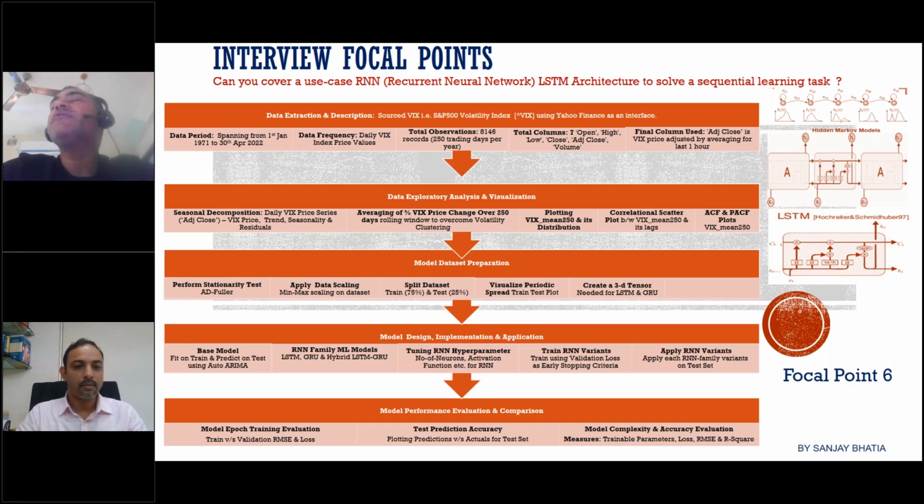So that's one of the areas where a lot of adoption is happening, and thanks for asking this question. Sequential learning tasks are basically time series problems. So it is just a new word for an old adage.